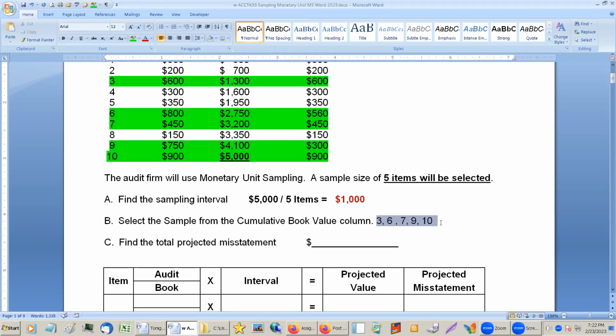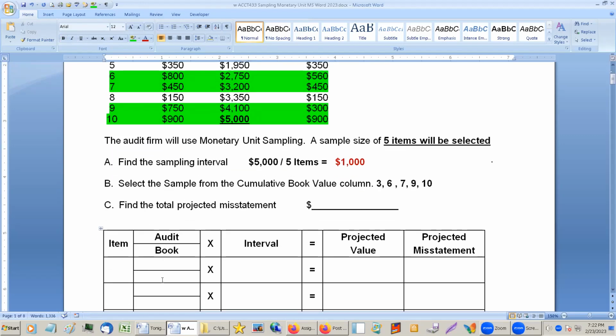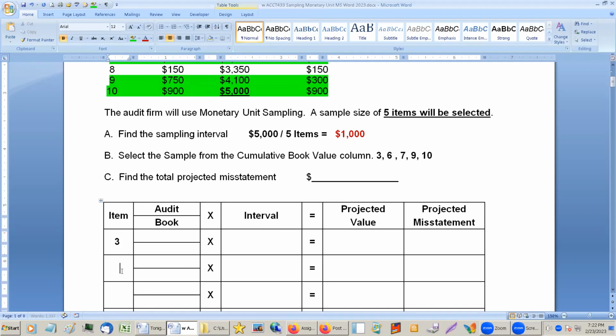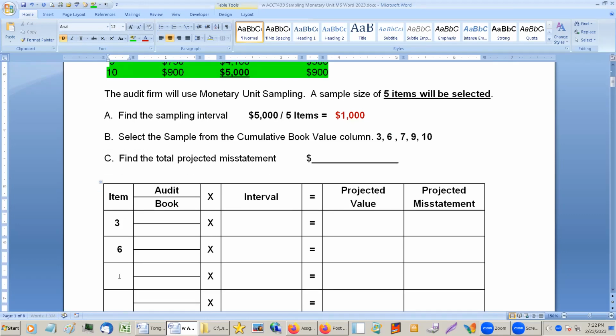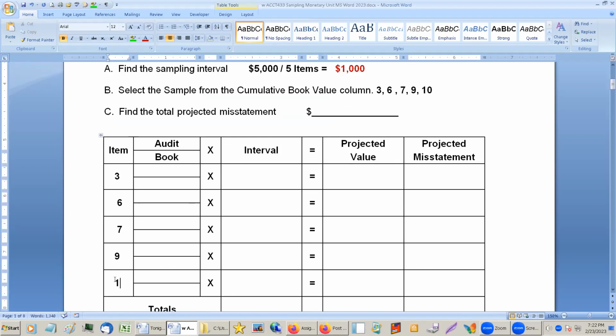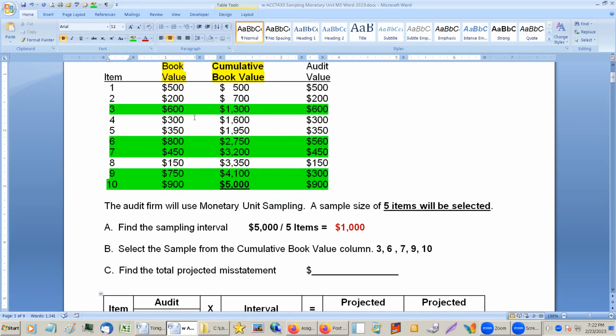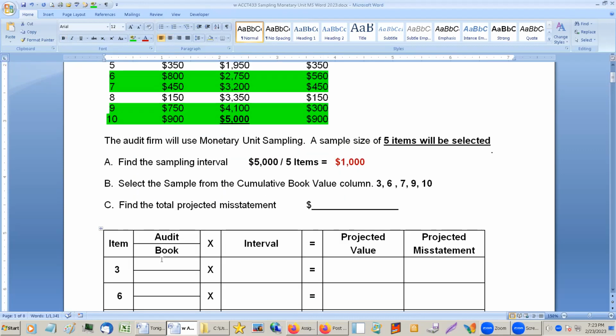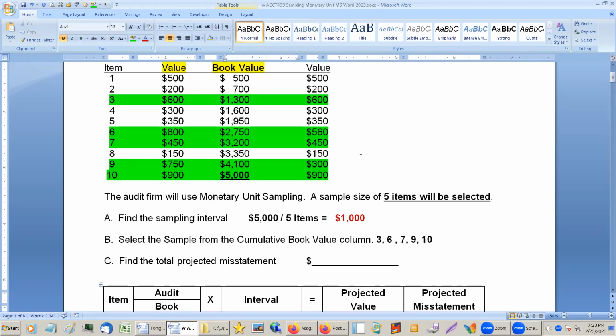All right, so these are the numbers that we picked: 3, 6, 7, 9, 10. What we're going to do is kind of like a ratio estimation thing. So let's take a look at this first one. The audit value is 600. The book value is 600. Okay, let's come down there. The interval is 1,000.